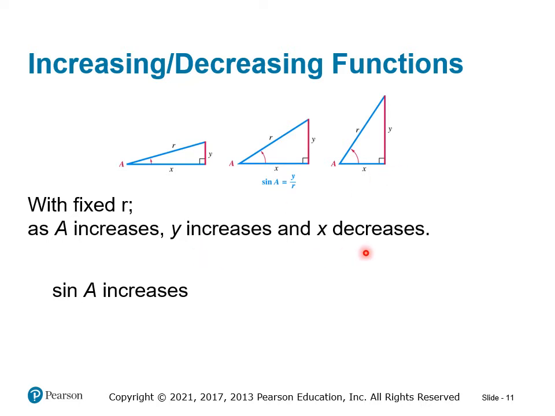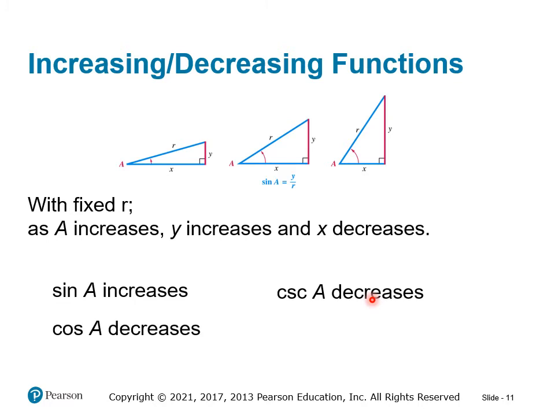We know that x is going to decrease, and since cosine is x over r, with r staying the same, as x gets smaller, the fraction gets smaller. And because these are reciprocal functions, right? As a fraction gets bigger, its reciprocal, if you flip it upside down, is going to get smaller. So all of the reciprocal trig functions are going to have opposite direction changes. If one increases, as you see here, sine increases, its reciprocal decreases. And that's just the reciprocal of a fraction. A bigger fraction is going to have a smaller reciprocal.